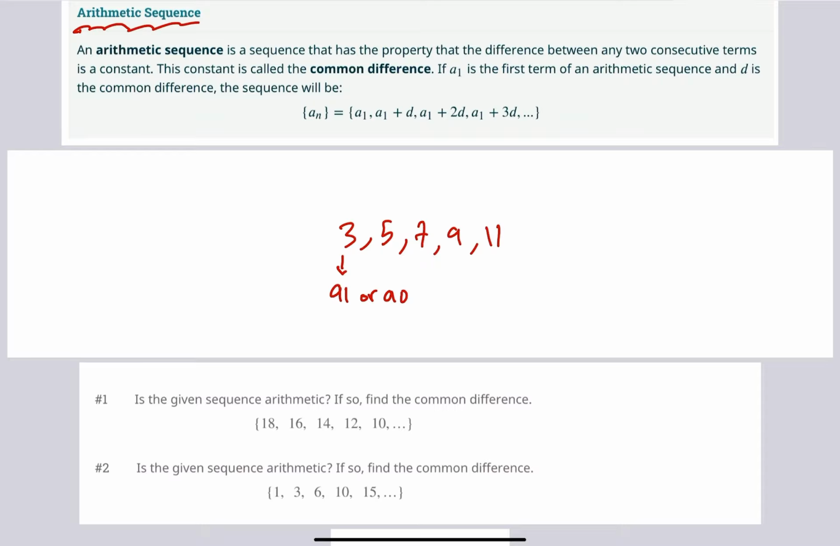Now, if it's called A1, the second term would be called what? A2. But if it's called A0, then the second term would be called A1. So let's say you start with A1, then it would be A1, A2, A3, A4, and A5. Let's say you start with A0, it would simply be A0, A1, A2, and so on and so on.